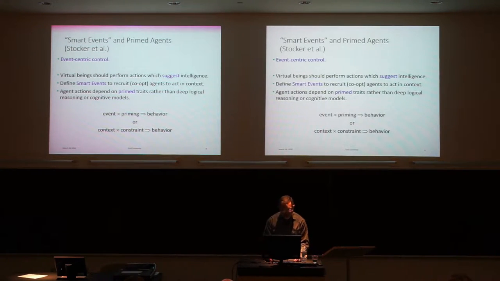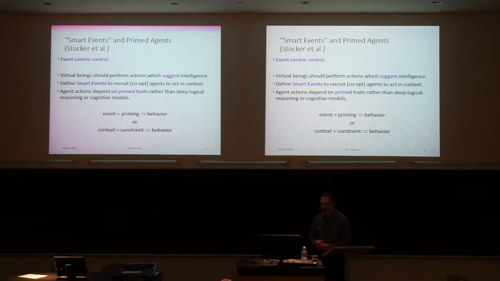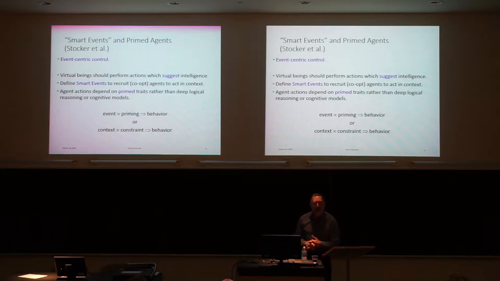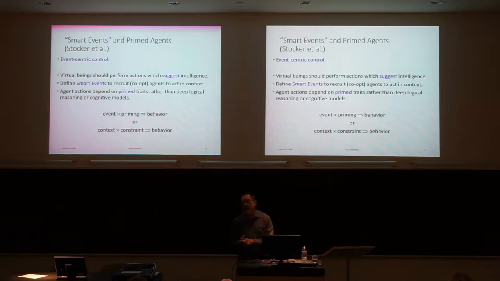So these smart events basically are: I want something to happen, something has to happen, and agents are recruited to play roles in that event. I'm going to leave as unbound variables how we actually do that and which agents get chosen to do what. It's interesting problems to explore, but I don't want to get too deep. But it leads to a model of behavior which I somewhat facetiously call an event plus some predisposition, or priming, the term we adopted from psychology literature, leads to behavior.